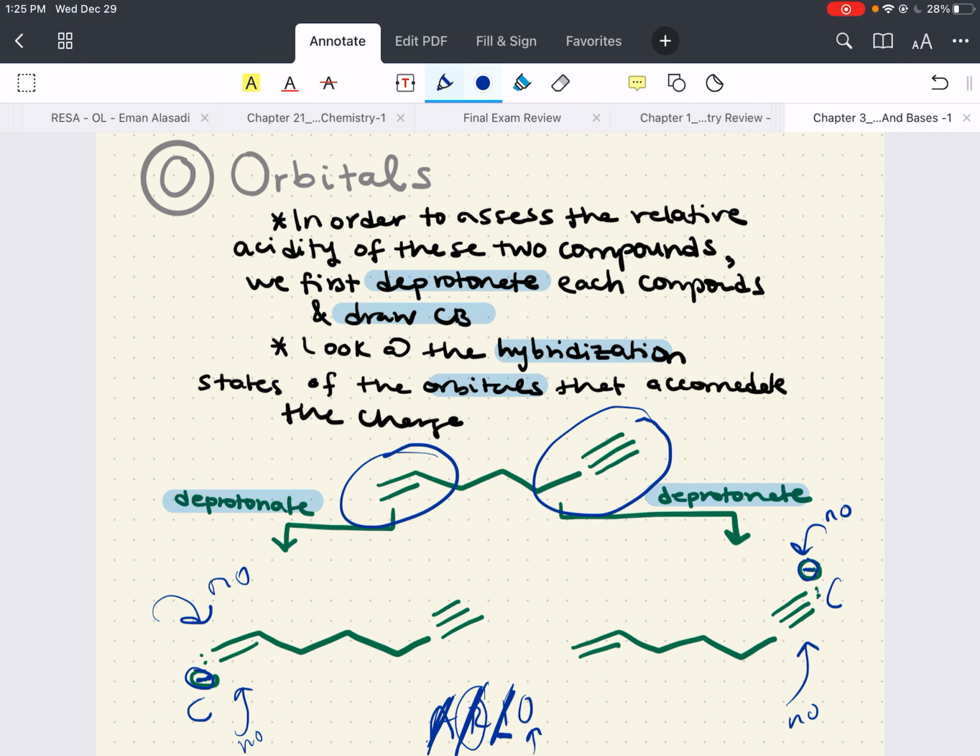Now we make it to orbitals. We're going to compare the kind of orbitals that the electrons are sitting in. Here, these electrons are going to be sitting in an sp2 orbital, because it's a double bond. And the electrons on the triple bond are going to be sitting in an sp orbital. Now, you need to remember this. Electrons in an sp orbital are going to be closer to the nucleus in comparison to sp2 and sp3. So electrons in an sp orbital are going to be more stabilized by the nucleus.